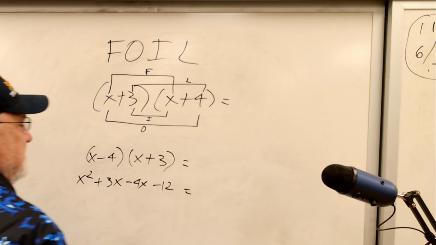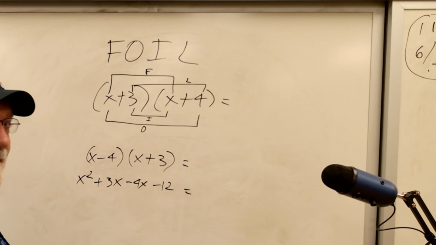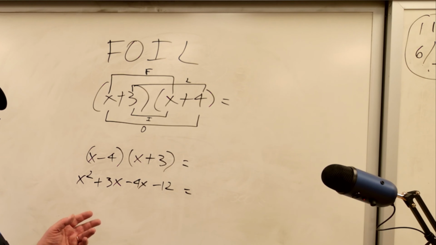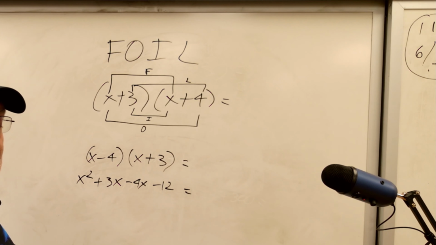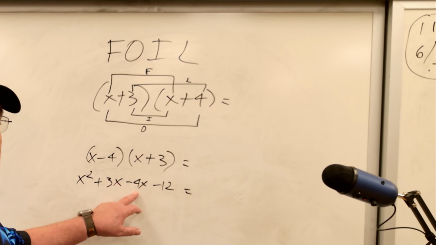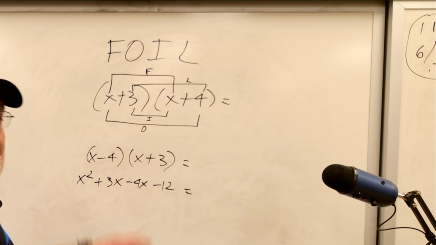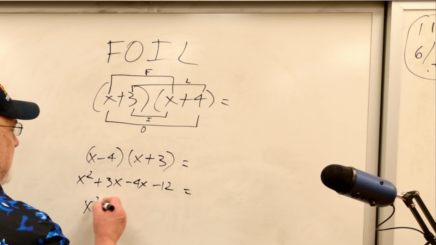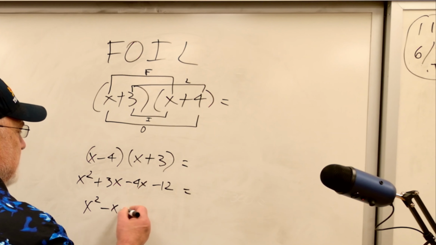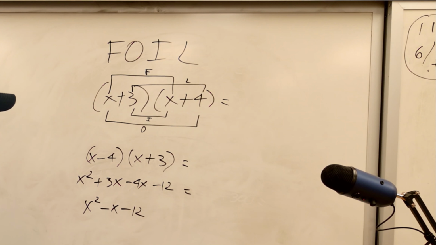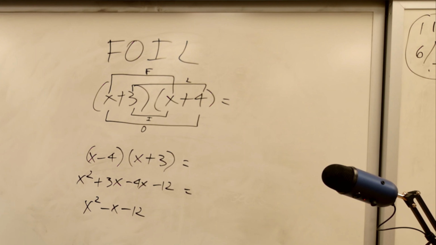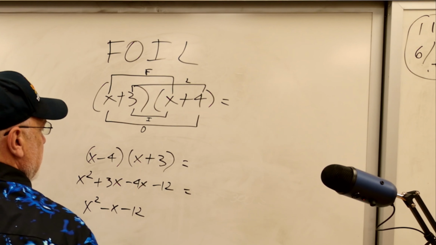Got my little equal signs here. Now you combine. How are you going to combine 3x and negative 4x? You're going to have 3 minus 4. So that means that you're going to get the difference between 3 and 4. But the absolute value of the number, the biggest number, that sign wins. In this case, negative. So it's going to reduce to x squared minus x minus 12. And that is how it reduces.